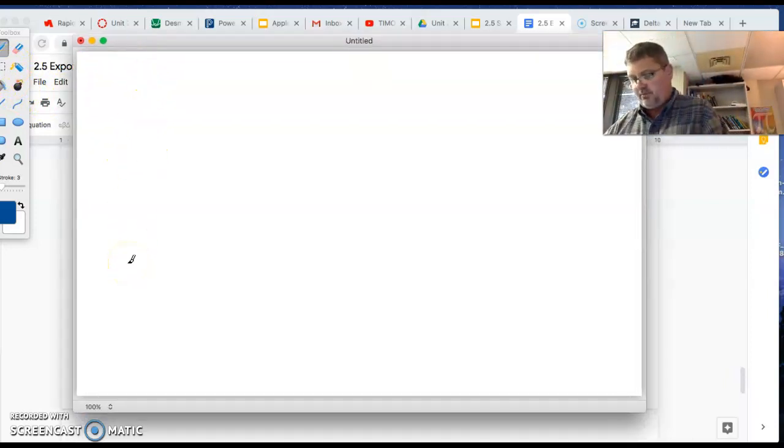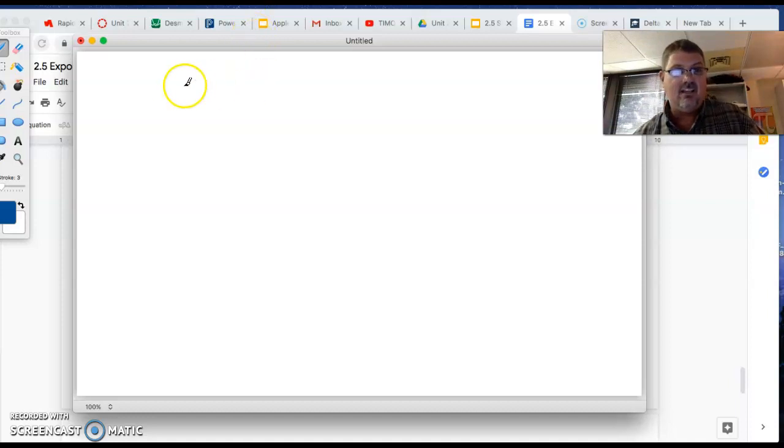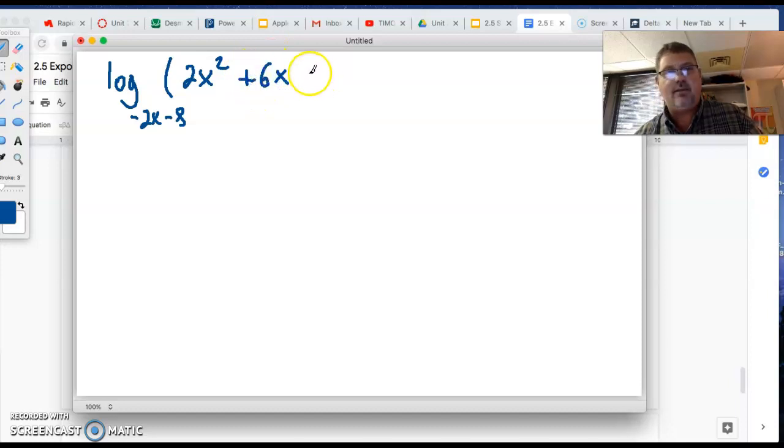Let me write it down. I should have already done this, but we got log negative 2x minus 8. Kind of a strange base, right? And we got 2x squared plus 6x minus 20. And that's equal to 2.